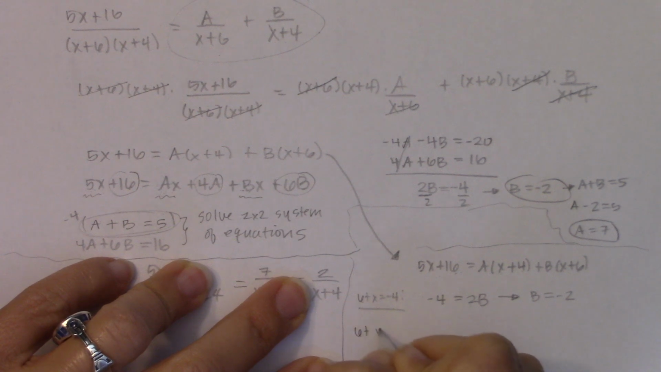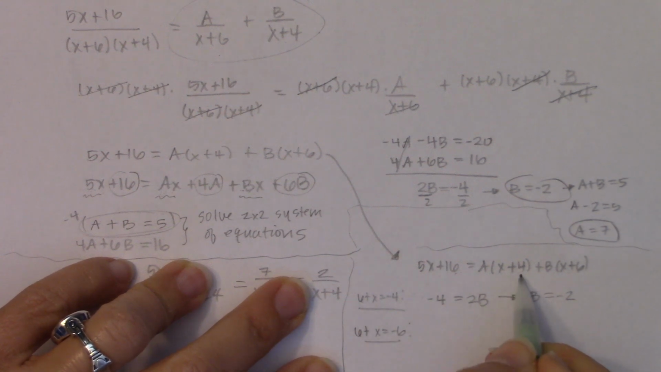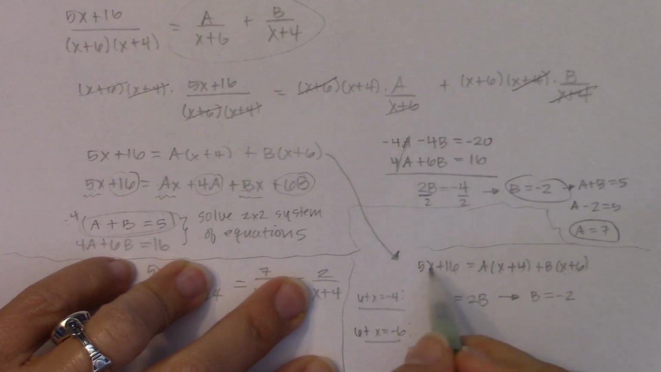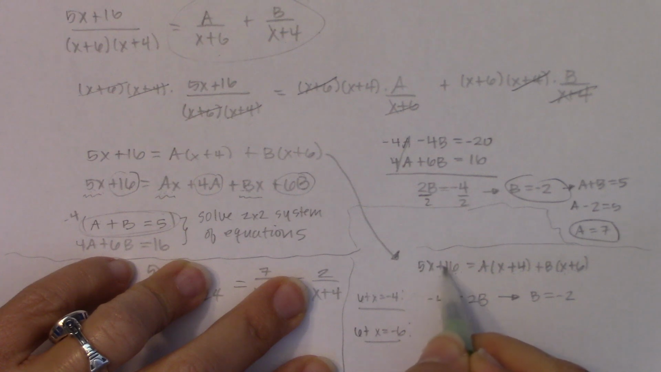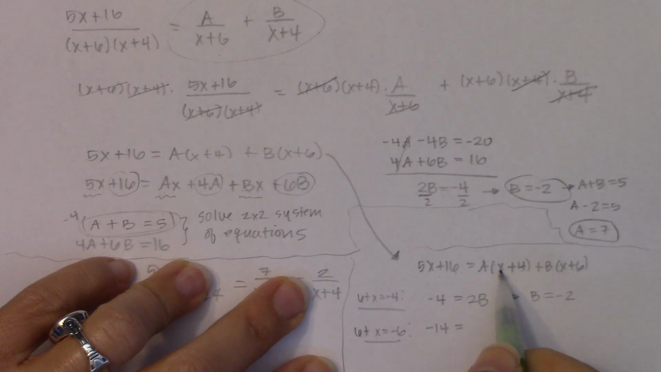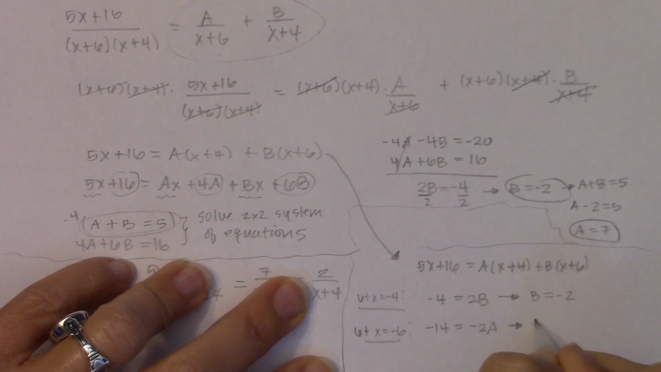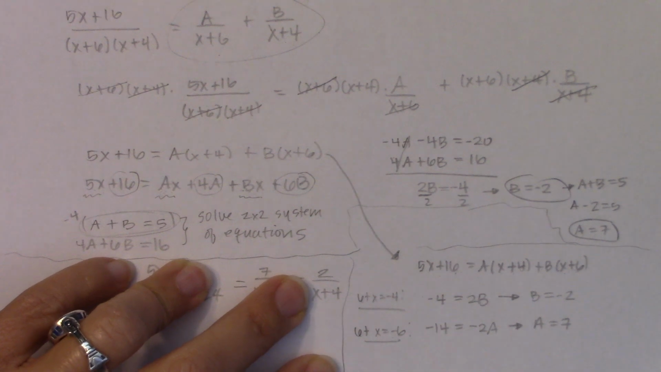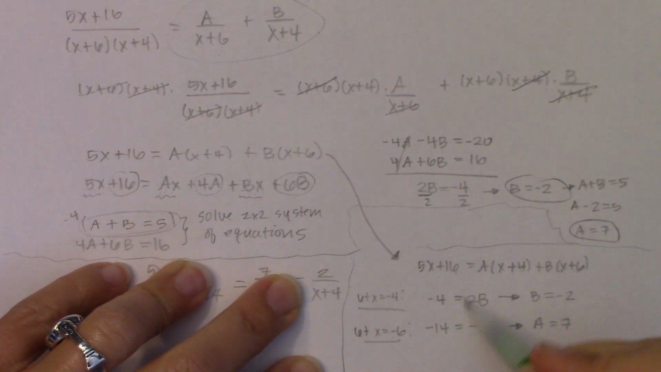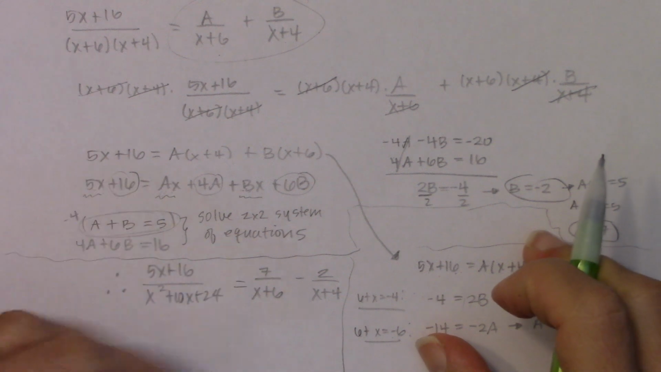And then I could let x equal -6. I'm intentionally choosing the values that zero out these factors. If x is -6, 5 times -6 is -30. -30 plus 16 is -14, all right? If x is -6, -6 plus 4 is -2. -2 times a is -2a. And if x is -6, -6 plus 6 is 0, and b times 0 goes away. If I divide both sides by -2, what are we getting? a equals 7.